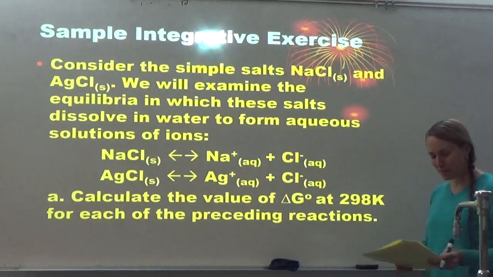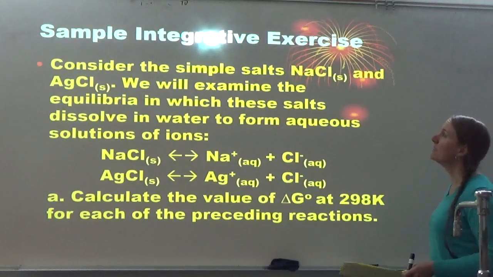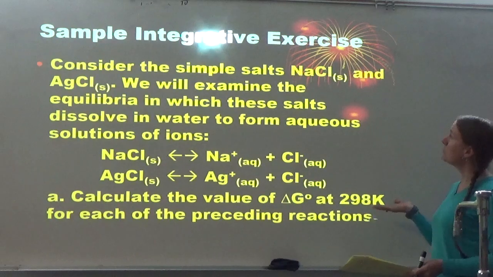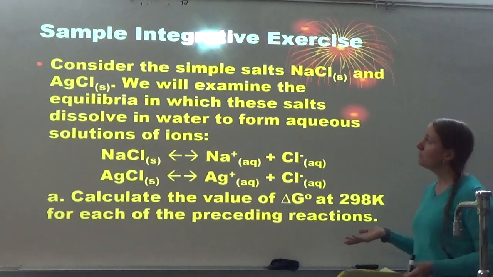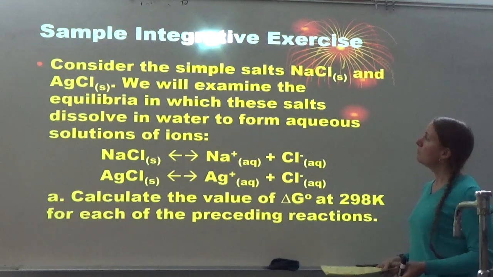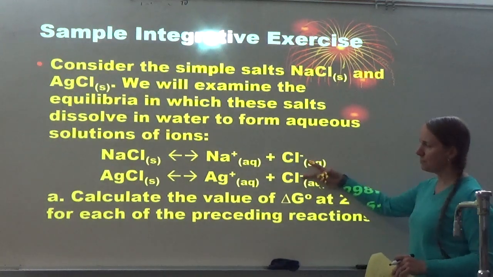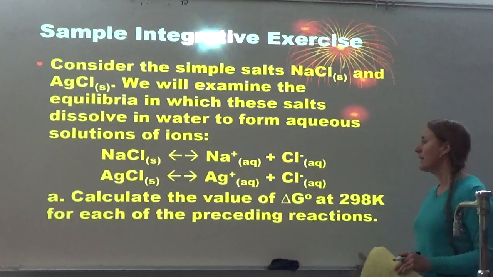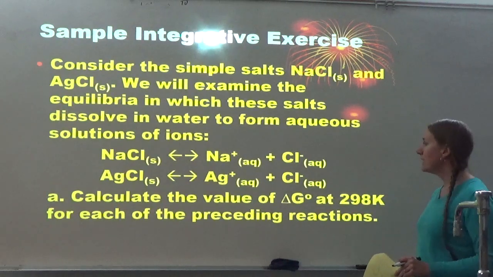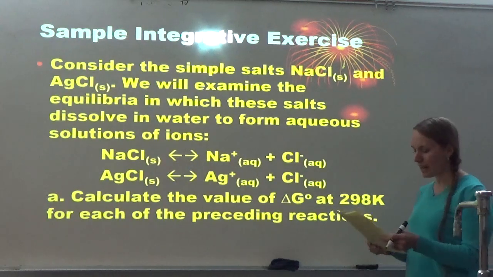Alright, so sample integrative exercise, and then we can move on from this chapter. It says, consider the simple salts sodium chloride and silver chloride. We will examine the equilibria in which these salts dissolve in water to form aqueous solutions of ions. So here's what happens. They just both break apart. Calculate the value of delta G at 298 Kelvin for each of the preceding reactions.